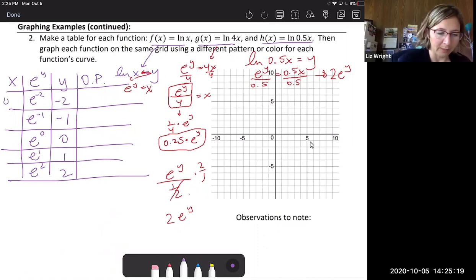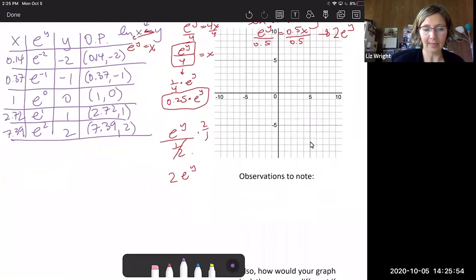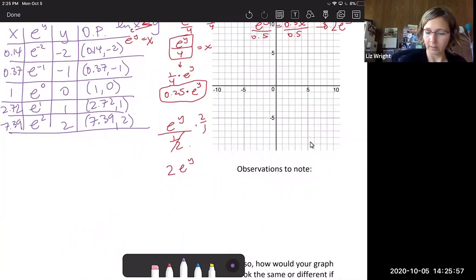Totally your choice. So I'm just going to fill in my values here: 0.14, 0.37, 1, 2.72, 7.39. And then writing in my ordered pairs: 0.14 comma -2, 0.37 comma -1, 1, 0, 2.72 comma 1, and 7.39 comma 2. You know what? I might try graphing at the end and see if my graphs move less on me that way.